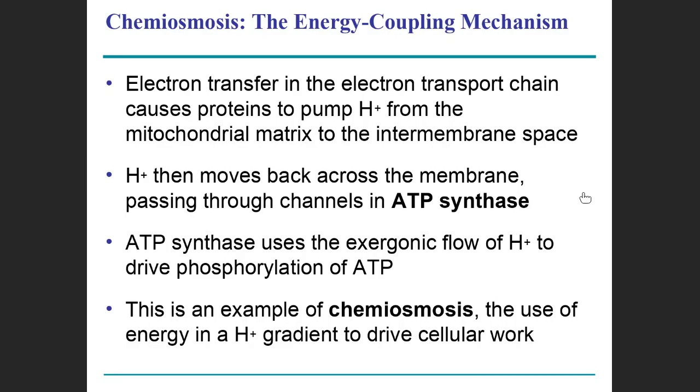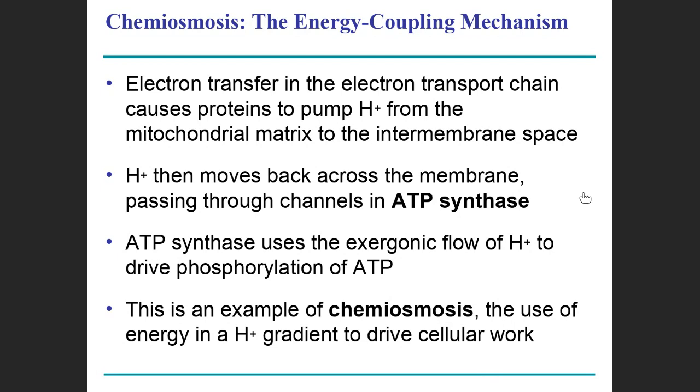So think about this. The cell needs to make a lot of ATP. It cannot use ATP to make ATP here. At the very, very beginning of glycolysis, a little bit of ATP must be invested in order to make more. But that was only 2 molecules of ATP. The cell needs to make a lot of ATP. So it can no longer use ATP to make ATP. It's got to use something else. It needs an alternate form of energy.